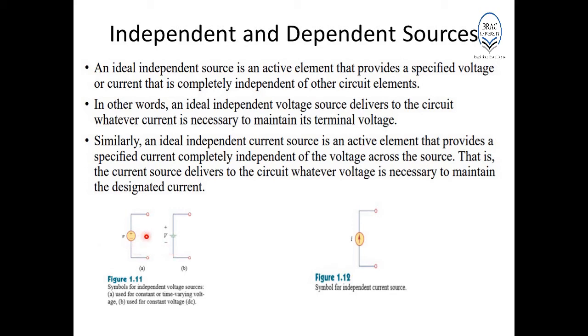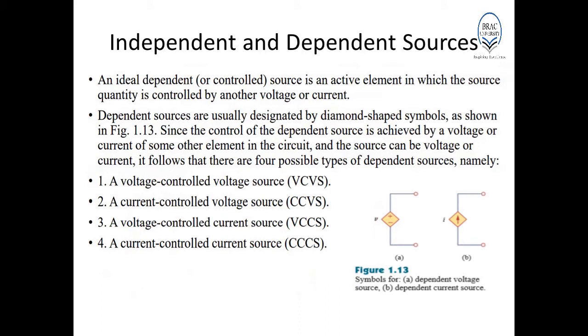Similarly, an independent current source will always deliver the designated current to the circuit irrespective of whatever the voltage is across the source. Now, the symbol for independent voltage source is this one or this one. Whenever you have a circle and inside that a positive and a negative terminal, it means an independent voltage source. That is, the voltage or potential difference that it provides to the circuit does not depend on any other element. Another symbol for independent voltage source is this one. An independent current source is represented by this symbol.